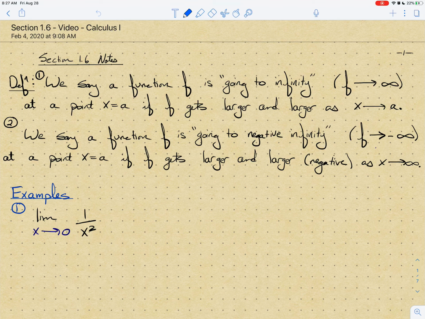Well, good morning, everybody. We're going to dive into the next section today, 1.6. We're going to be talking about limits at infinity and limits of infinity. And so let's dive in with a definition.